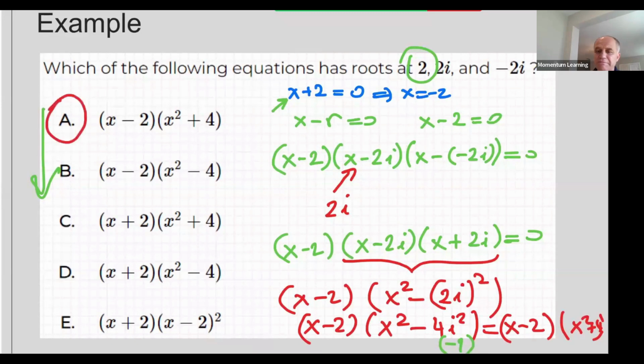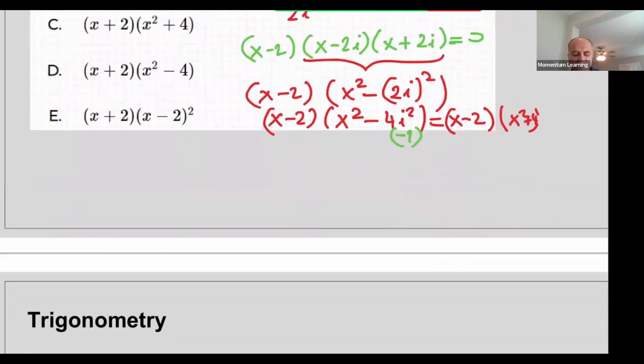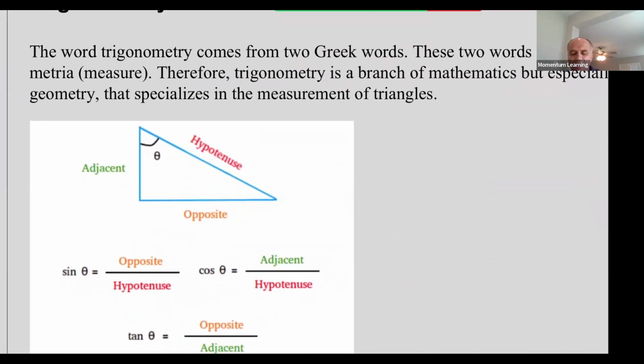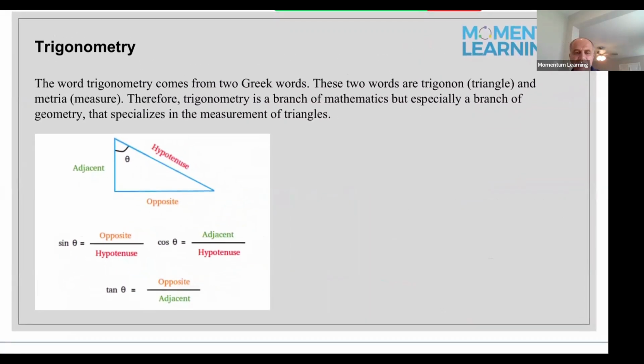The answer is A. You might have basic mistakes, plus minus. That is understandable the first time, but we have the critical one. You see those questions, we have to be careful about those negative multiplications. Now trigonometry, we have a few minutes.